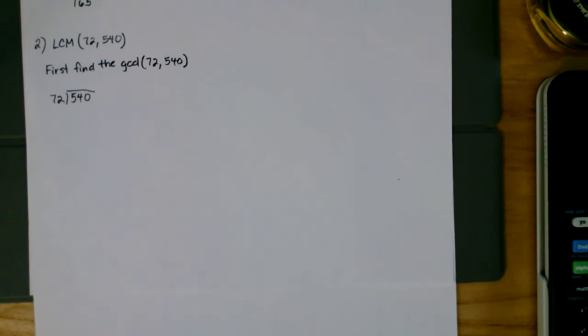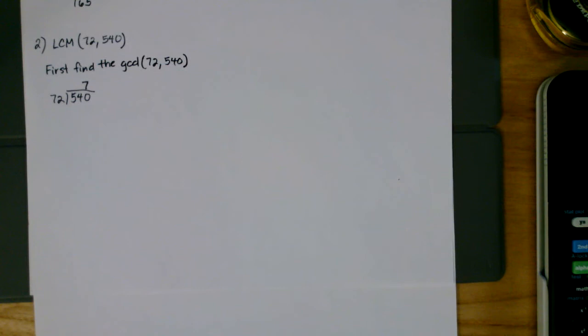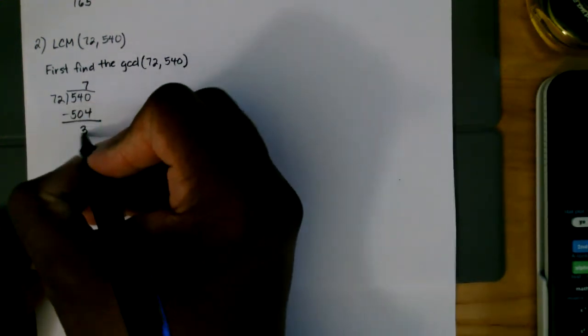We take the 540, that would be my dividend. That's going to be divided by the smaller number, 72. So I'm going to do 72 into 540. Well, 72 into 540 goes 7 times. Then I'm going to multiply 7 times 72, which is in this case 504. And then I'm going to subtract 504 from 540. That's going to leave me with 36.